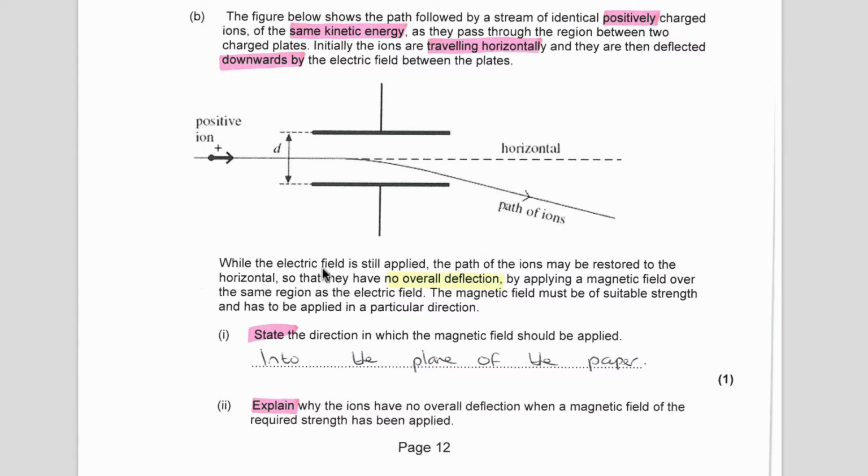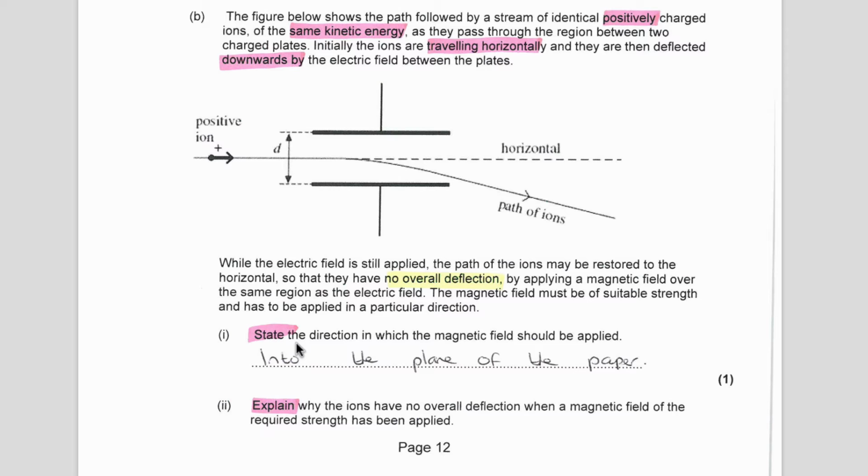So when the electric field's applied, so it's still on, so we've still got a positive and a negative plate, we can correct this path, so the path may be restored to horizontal. In other words, we can move this path back so it becomes a horizontal path again. So there's no overall deflection, and we do that by applying a magnetic field over the same region as the electric field. So basically we put a magnetic field in here which counteracts the effect of the electric field. The magnetic field must be of suitable strength and has to be applied in a particular direction. So first of all, we have to state the direction in which the magnetic field should be applied.